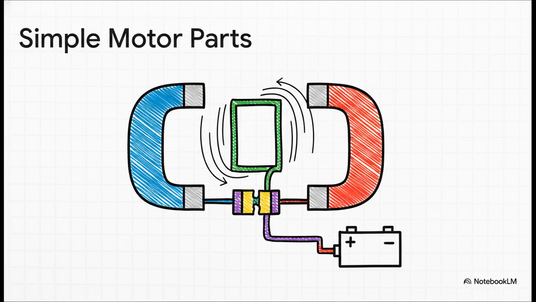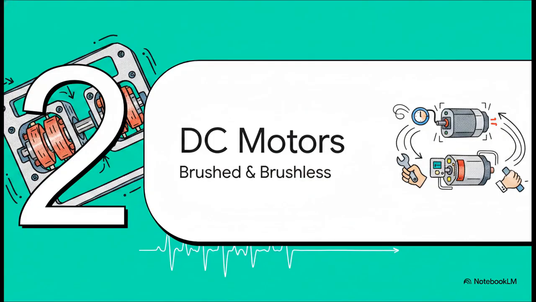But wait, here's a really fascinating twist. As that loop spins through the magnetic field, it actually acts like a mini generator. It generates its own voltage that pushes back against your original power source. This is called back electromotive force, or back EMF, and it's absolutely crucial. It naturally regulates the motor so it doesn't just accelerate infinitely until it literally tears itself apart. Pretty elegant, right? Moving right along to Section 2, DC motors, specifically the brushed and brushless varieties.